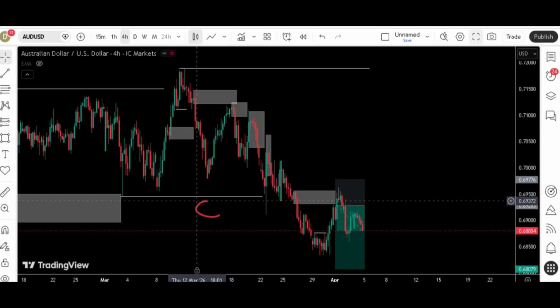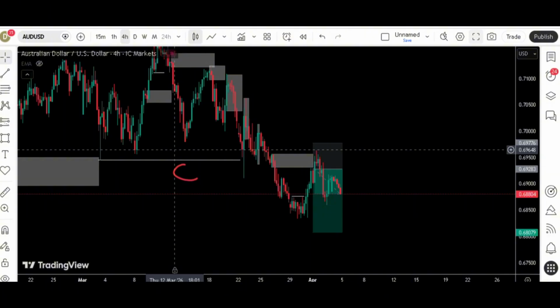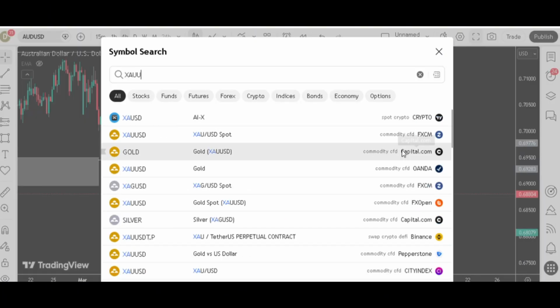The other pair we can look out for is, I know a lot of people trade gold a lot, but let's see XAUUSD.